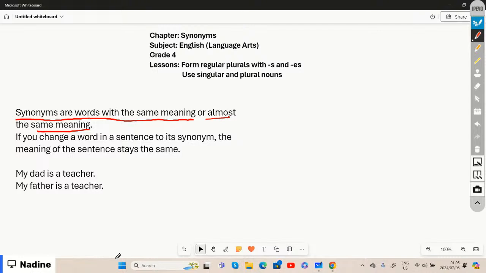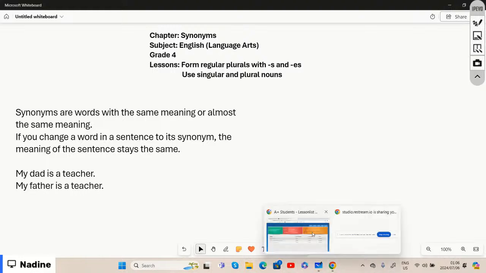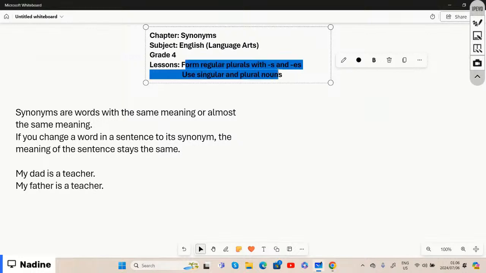All right. So also when it comes to synonyms, if you change a word in a sentence to its synonym, then the meaning of the sentence will stay the same. Find synonyms in context.